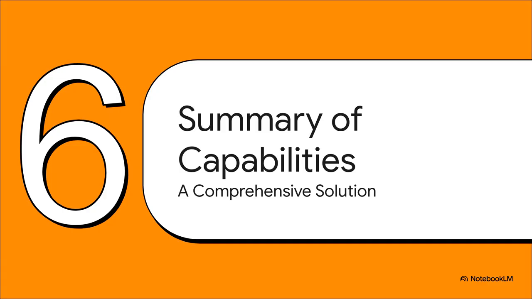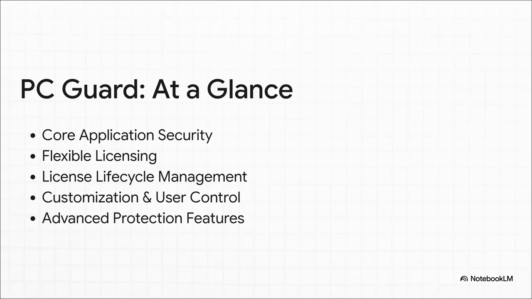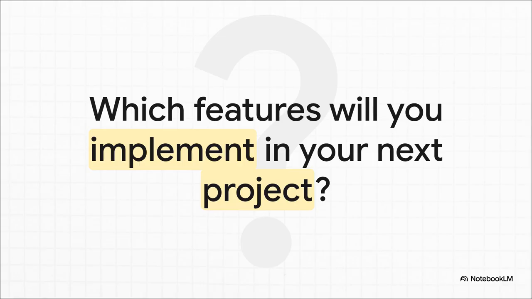So let's bring it all home. We're going to quickly summarize the broad capabilities we've just walked through. What we've seen is a really comprehensive solution. It covers every single stage, starting with that core security for your code, then moving to flexible licensing models, full lifecycle management, deep customization options, and finally, those advanced protections for modern threats. It's the whole package. So now it's time to think about how all these tools can apply to what you're building. Looking at everything we just covered, the real question is, which of these capabilities are you going to use to protect and monetize your next software project?